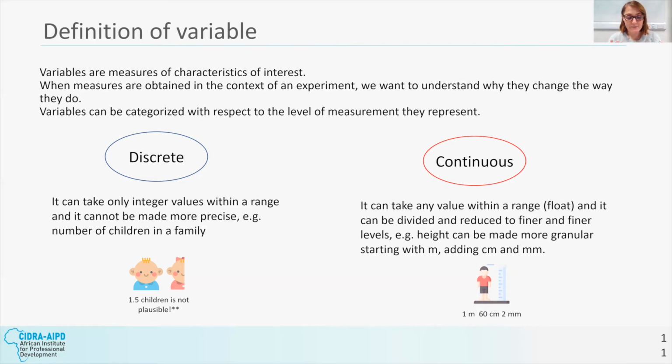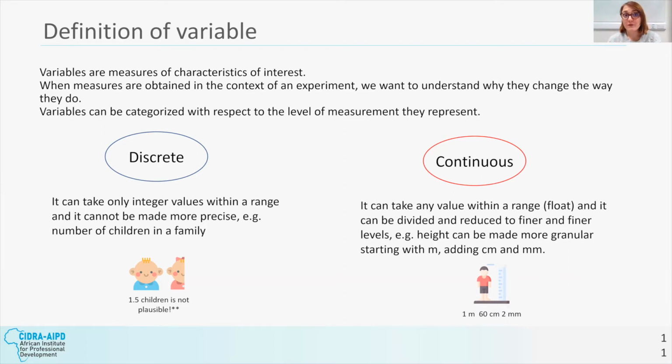So we can say that the variables can be classified in 2 categories based on the level of measurement they represent. So we have discrete variables, which are represented by integer numbers. For example, number of children. Now, it's common to hear, especially from official statistics, that they use float numbers for the number of children, but it's unrealistic thinking that a family can have 1.5 children. It would be rounded up to 2 or down to 1.